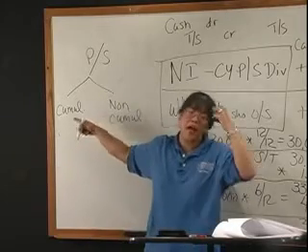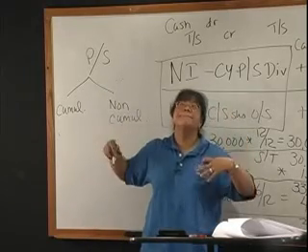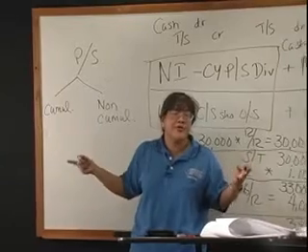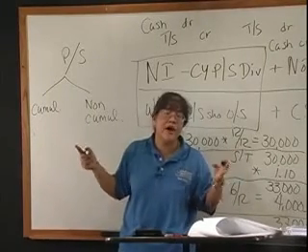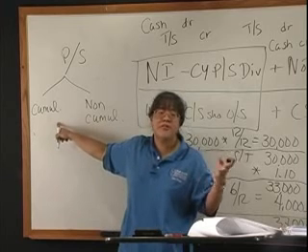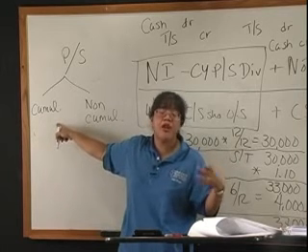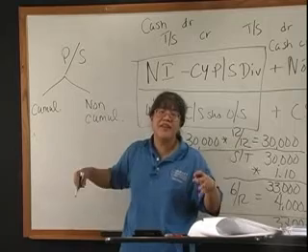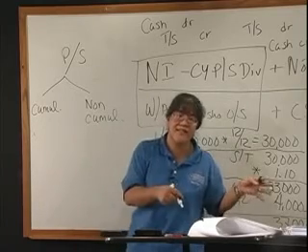Cumulative preferred stock means that, what does preferred stock mean? It means that the preferred stockholders get their dividend first before the common stockholders get it. Cumulative means that if the board of directors does not declare a dividend on cumulative preferred stock, the dividend for that year accumulates to the next year.